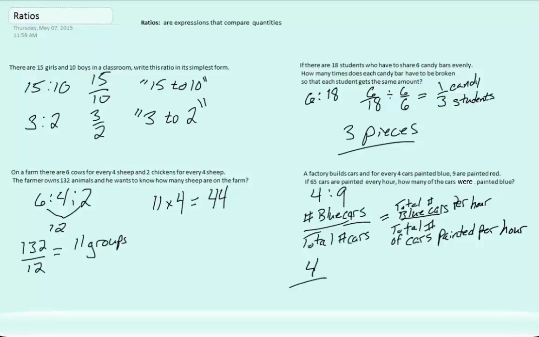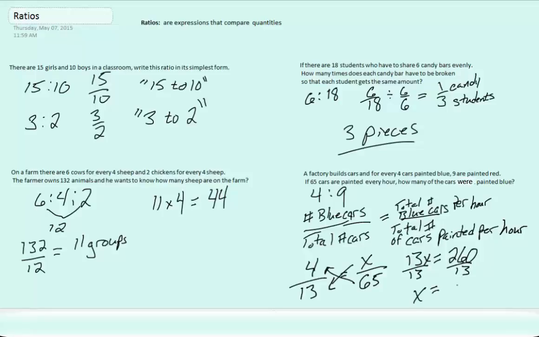So we have 4 blue cars. To get the total number of cars, we just add 4 and 9, so we get 13 cars, and it says 65 cars are produced, and we're trying to find the number of blue cars painted each hour. To solve this proportion, we can cross multiply and set it as an equation. When we cross multiply, we get 13x equals 4 times 65, which is 260. If we solve for x, we divide each side by 13, which gives us a final answer of 20 blue cars painted each hour.